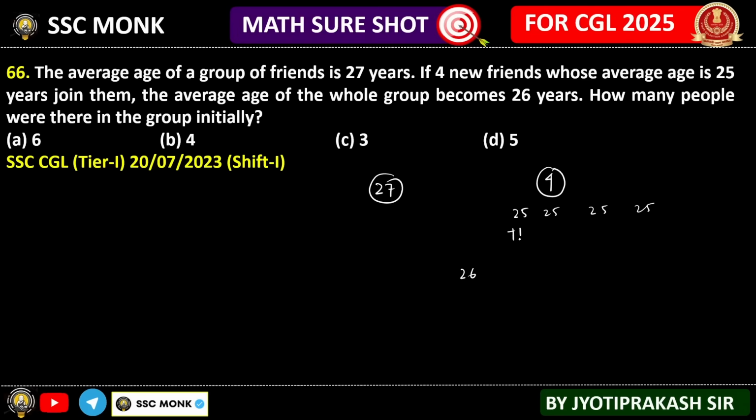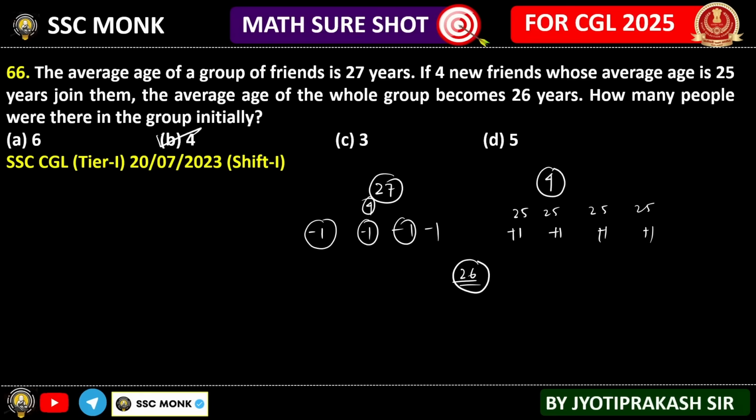26 means plus 1 has been added to each, which was taken out from here, minus 1, minus 1, minus 1, minus 1, and the total becomes 26. So let's say 4 guys are there of 27 each, they give 1 rupee to the other person who has 25 rupees. All of the 8 will have what? 26. So how many people were there in the group initially? 4.